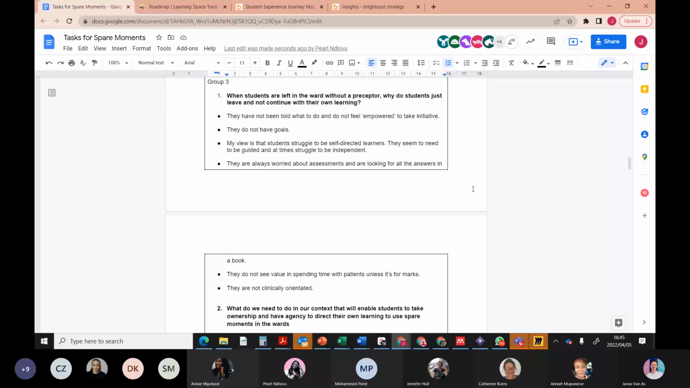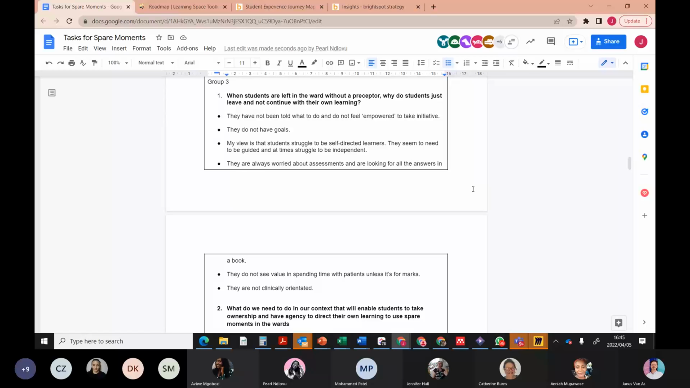They have not been told what to do and do not feel empowered to take initiative. And then we also noted that they do not have goals. Like when they are in the hospital, what do they want to get out of the experience of just being in the hospital outside of meeting the academic requirements? And then there was the view that students struggle to be self-directed learners. They seem to need to be guided and at times struggle to be independent.